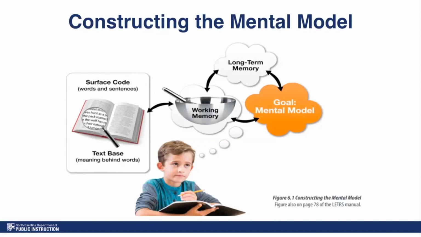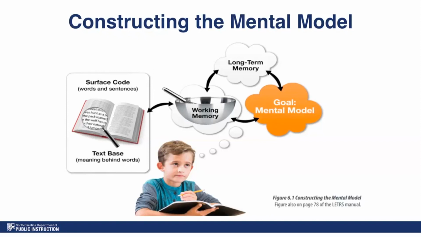Both the surface code, which is the words on the page, and the text base, which is that meaning part, activate both your working memory and long-term memory to construct your mental model. So to comprehend, readers have to integrate the surface code, the text base, with their own background knowledge, understanding of the text, and the goals of reading. That's a lot. So it's important to understand that this is not a model for a product students will create. This is the invisible process that students are going through to understand the text. The teacher's role is really to prepare to teach a text so they can support this process to happen. They can support a student to create their mental model.